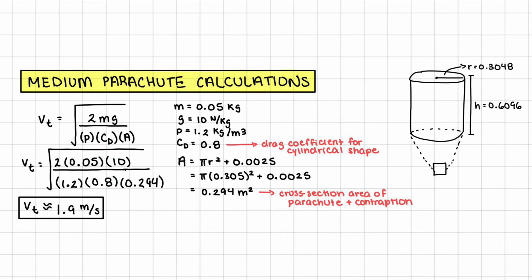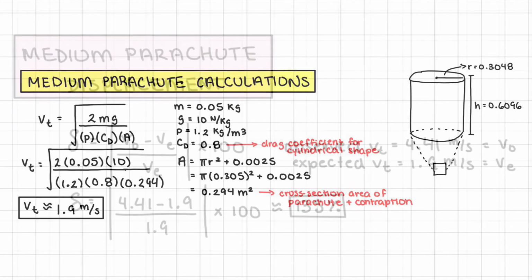Using the equation mentioned earlier to calculate the expected terminal velocity for the medium parachute, we got a calculated terminal velocity of approximately 1.9 meters per second. Once again, the values for mass, gravitational field, and air density are the same as the last calculation. The drag coefficient is 0.8, which is the drag coefficient for the cylindrical shape of the trash bag when dropped. Due to the addition of a parachute, area is now calculated as pi times radius squared for the cross-section area of the trash bag, plus 0.0025 meters squared.